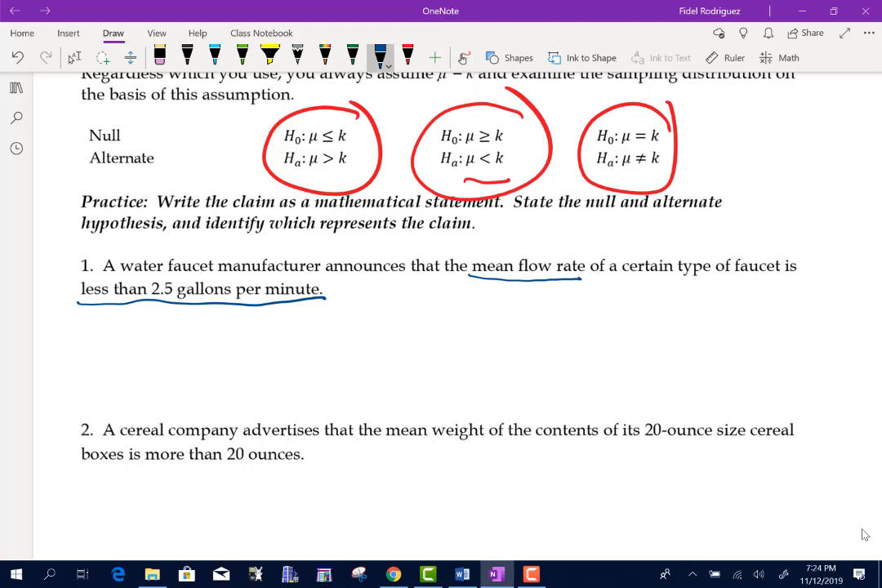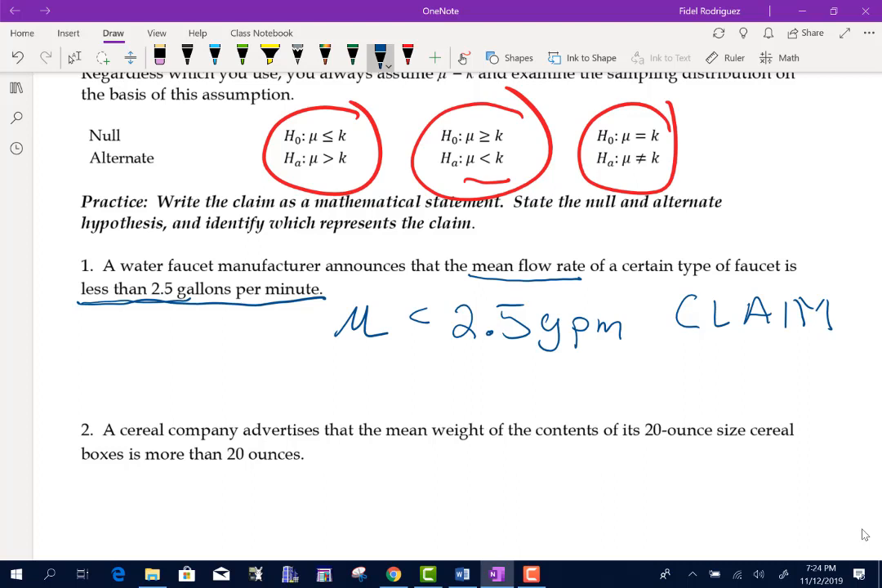Okay, so guys, remember what the symbol we use for the mean? We use that funny looking mu, right? Okay, look what it's telling me. It says the mean flow rate, that's why I'm using the mu, is less than 2.5 gallons a minute. So I'm going to go like this. Less than 2.5 gallons per minute. Okay. Now, guys, do you all agree with me that that is what they are claiming? Okay, that's my claim.